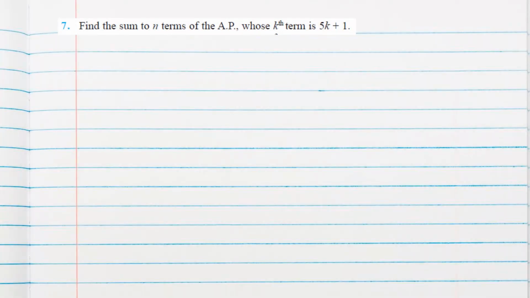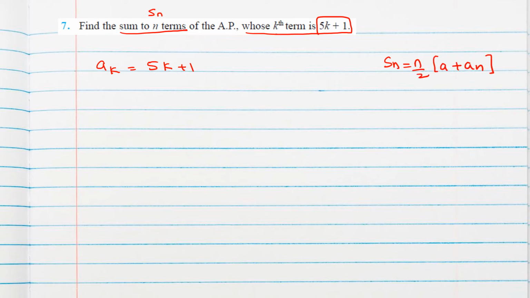So question 7 is find the sum to n terms. Sum to n terms means Sn we should find, whose kth term is given by this formula. That means ak is given as 5k plus 1. Now to find the Sn, we can use this formula. Sn is n by 2 (a plus an). For that we should know a, and an also we should know.